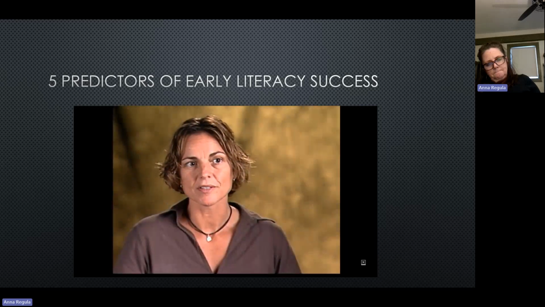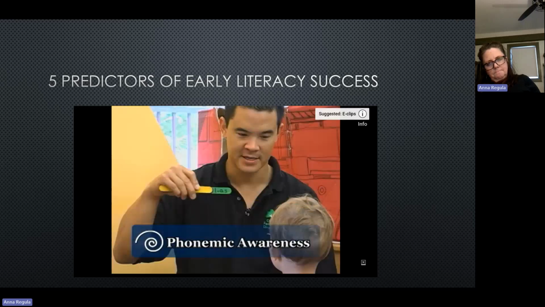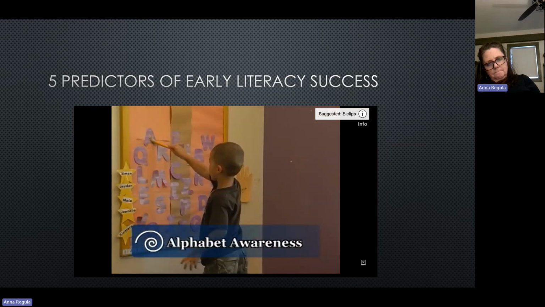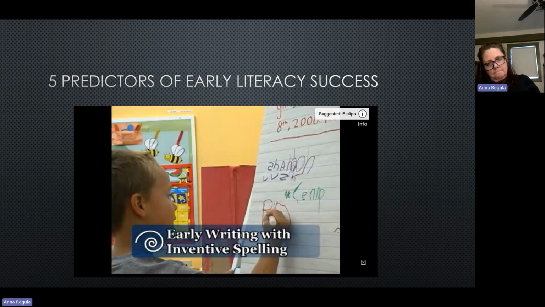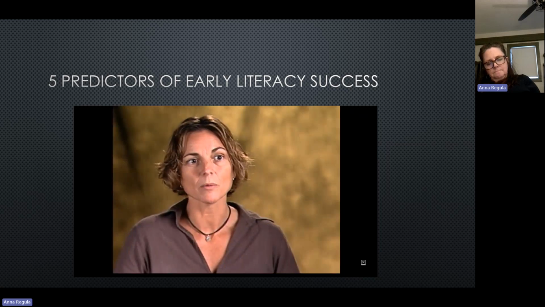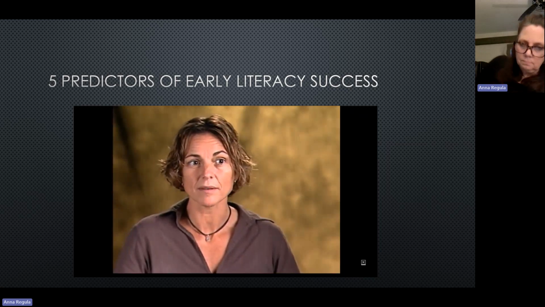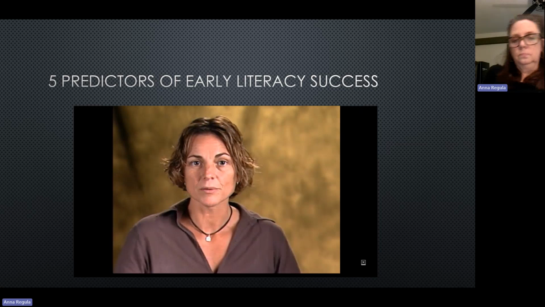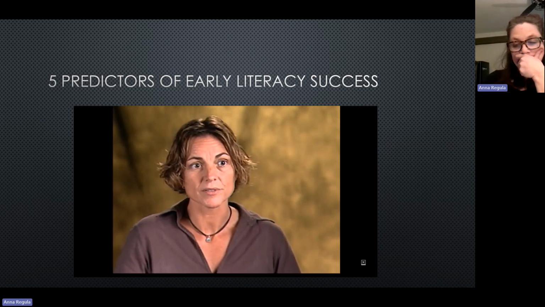There's so much research that shows that these five predictors are critical in children's future reading and writing development. Oral language, phonemic awareness, alphabet awareness, concepts about print, and early writing with inventive spelling. It's really important that the teacher be aware of them and be able to think through the lens of these five predictors throughout the day.